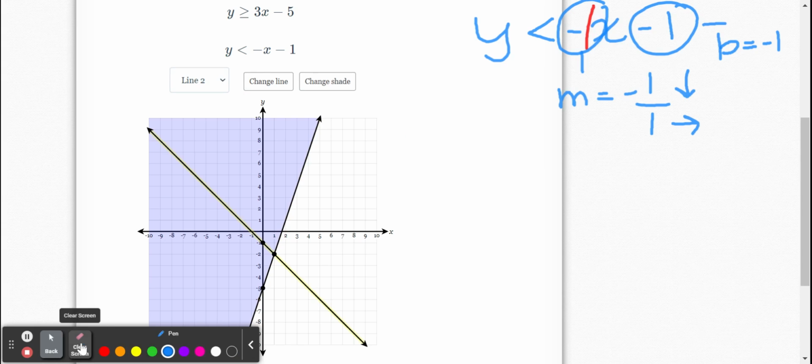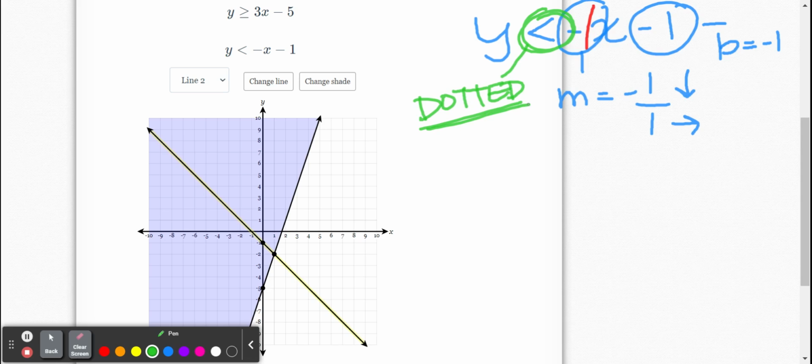Okay, so let's take a look at our inequality symbol. Here we have a less than symbol. Now remember, if it doesn't have that "or equal to" part, it needs to be a dotted line. Dotted, dashed, whatever you want to call it, it cannot be a solid line. So we do want to change this line. So I'm going to go ahead and do that. And now we can see that it's a dashed line.